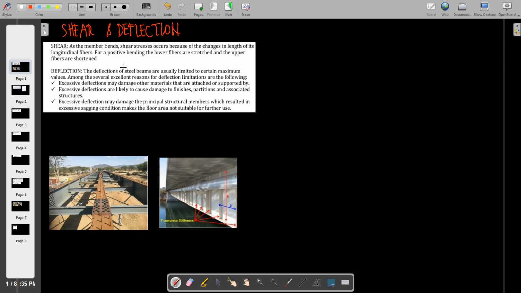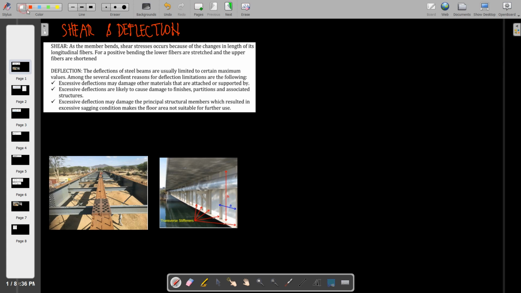Okay. So in here, as the member bends, shear stress occurs because of the changes in length of its longitudinal fibers. For positive bending, the lower fibers are stretched and the upper fibers are shortened. On the other hand, for a negative bending, the lower fibers are being shortened and the upper fibers are stretched.